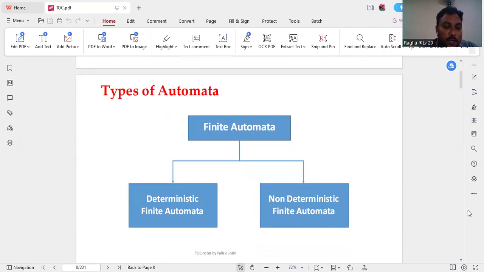Okay, coming to the finite automata, again there are three types. The first one is the DFA. DFA is abbreviated as deterministic finite automata. Next, the second one is the NFA. NFA is non-deterministic finite automata, and the third one is epsilon NFA. Epsilon NFA is NFA with epsilon moves.